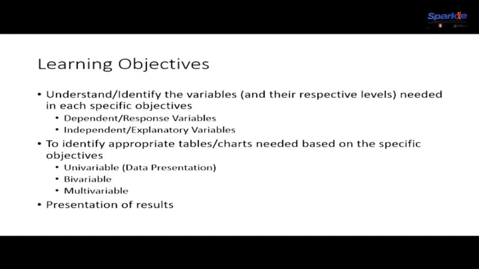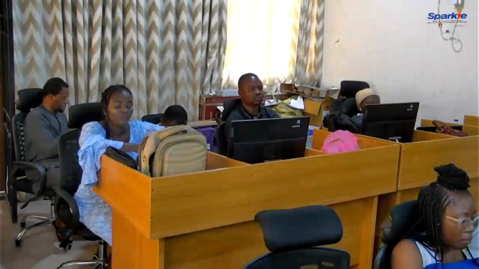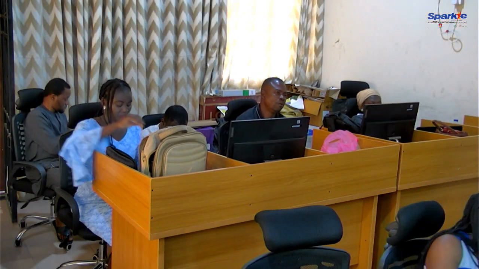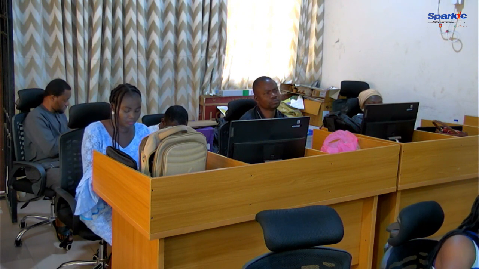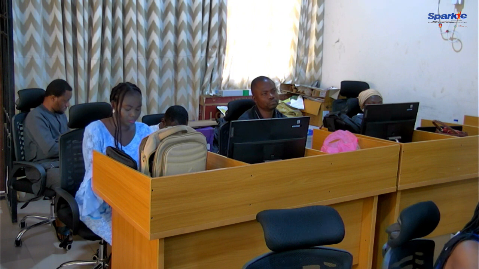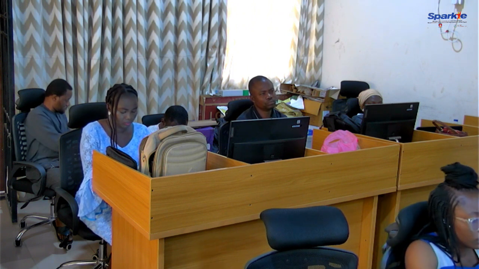Learning objectives. Bullet 1. Understand and identify the variables and their respective levels needed in each specific objective. What does that mean? We said yesterday that there is what is called general objective, and there is specific objectives. Each of the specific objectives, 3, 4, 5, no matter the number, must at the end of the day flow into each other to address the general objective.